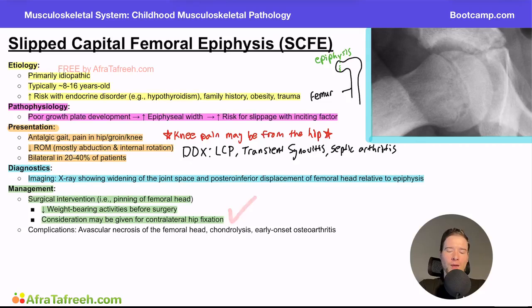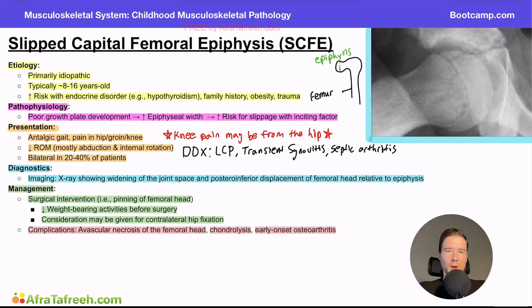So this is kind of a prophylactic measure so that patients don't actually end up with this condition on the other side. And finally, it's important to consider some complications that can occur. So avascular necrosis of the femoral head is a big one. Anytime you have slippage that occurs, this can affect the vessels that actually feed the growth plate, the epiphyseal growth plate. That can ultimately lead to not enough blood flow and the bone dying. Additionally, patients can get chondrolysis, which is basically just degeneration of the cartilage. And finally, early onset osteoarthritis. These two kind of go together, right? Degenerating cartilage is going to give you a higher risk of developing early onset arthritis.